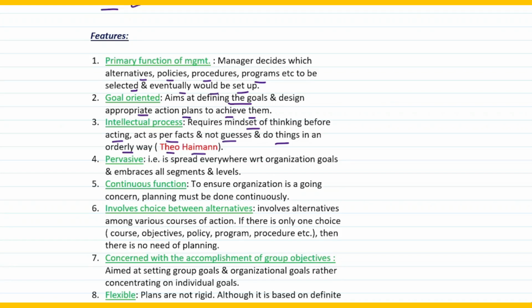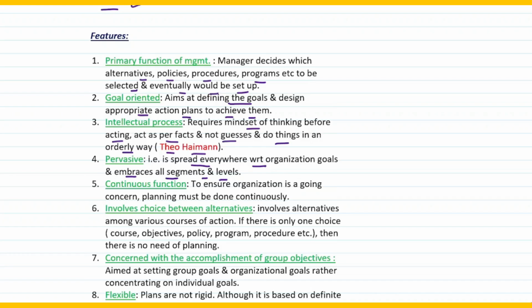You should act as per the facts and there should be no guesswork, and do things in an orderly way. Then it is pervasive. What do you mean by pervasive? It's basically spread everywhere with respect to organization goals and embraces all segments and levels. So pervasive means it is everywhere and anywhere as far as the organization goals are concerned, and it should take into account all segments and levels. That means all categories of employees that are working, that is top level, middle level and lower level, right? So that's what is pervasive.